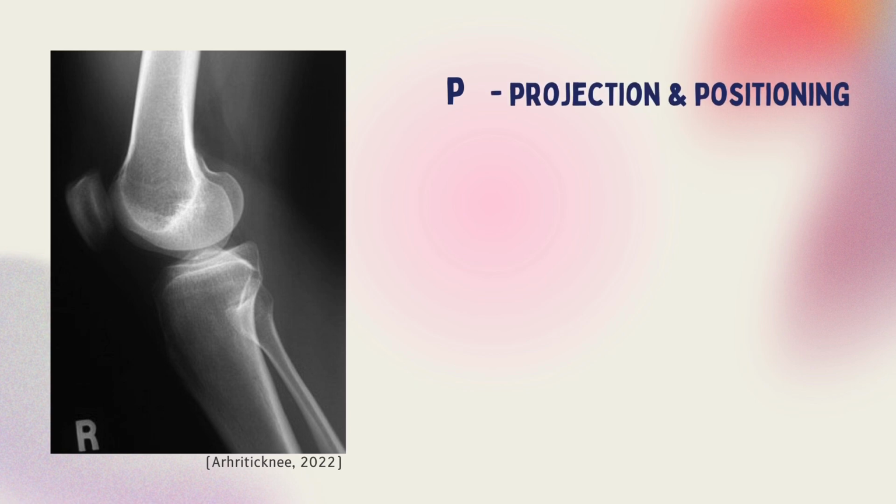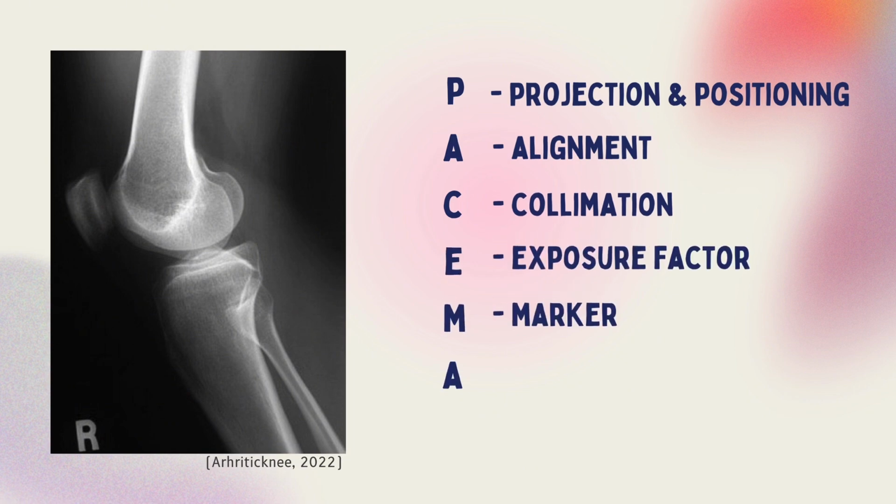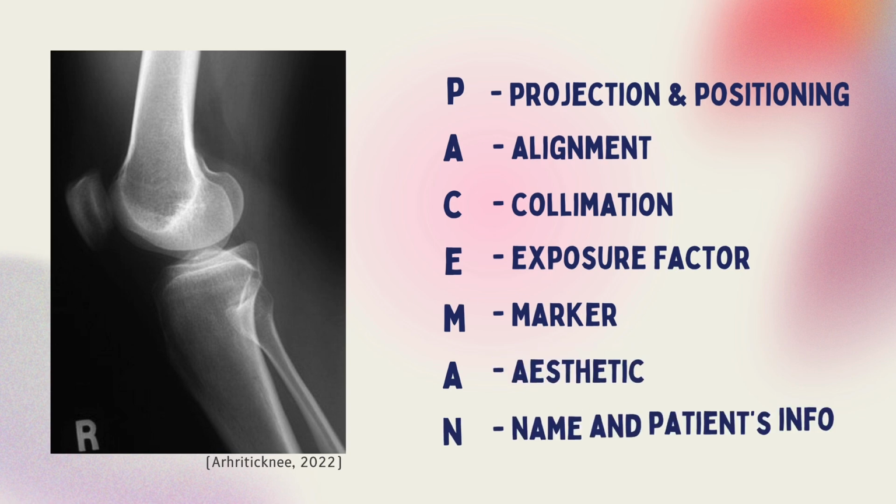Now, I will be evaluating this radiograph of the lateral knee projection using the PACEMAN method, where P stands for projection and positioning, A stands for alignment, C is for collimation, E is for exposure factor, M stands for marker, another A stands for aesthetic, and, lastly, N stands for name and patient's info.